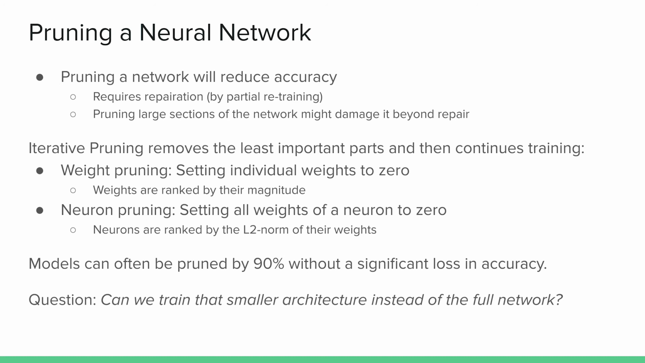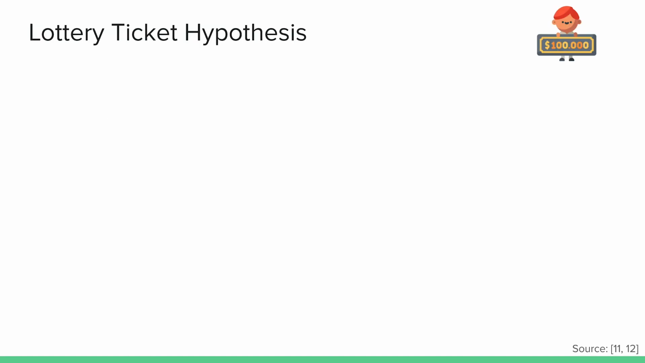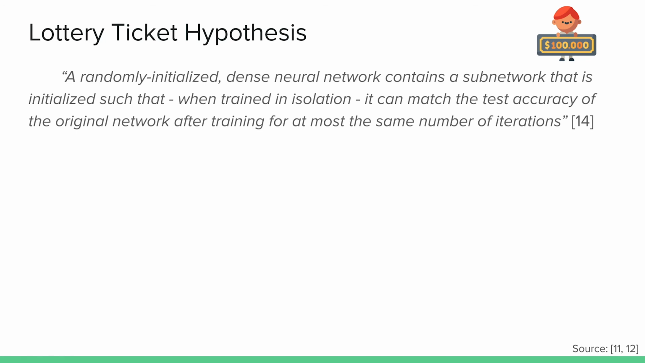The question is, if we can prune the network after we've trained it, can we jump straight to training a smaller network and avoid all of the overhead of training this large model? And again, the answer is yes. There is the lottery ticket hypothesis, which goes as follows. A randomly initialized dense neural network contains a subnetwork that is initialized in such a way that when trained in isolation, it can match the test accuracy of the original network after training for at most the same number of iterations.